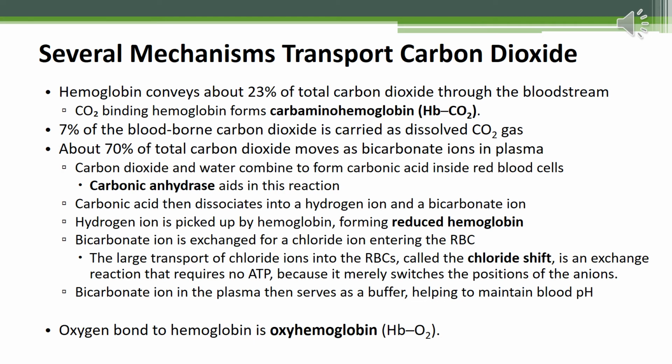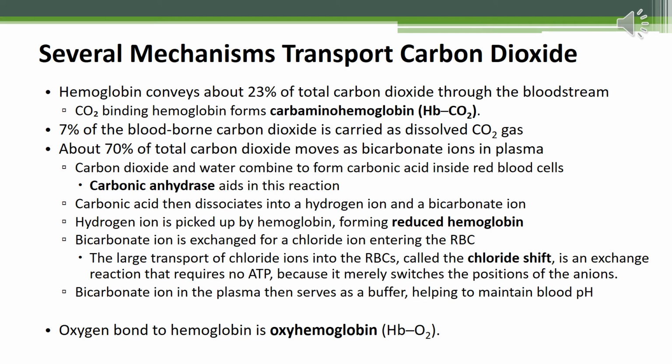Bicarbonate ion is exchanged for a chloride ion, and this chloride ion is what's entering the erythrocyte. The large transport of chloride ions into the red blood cell, or erythrocyte, is called the chloride shift, which is an exchange reaction that actually requires no ATP because it merely switches the positions of ions, or anions in this case. This then allows for the bicarbonate ion in the plasma to serve as a buffer, which helps to maintain blood pH.